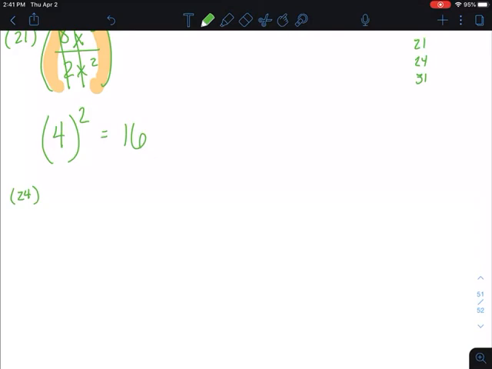Alrighty, number 24. We have a to the 8th divided by a to the 3rd power. So when you divide two things with the same base, you keep your base, and then you subtract top minus bottom. So it becomes 8 minus 3, and 8 minus 3 is 5.